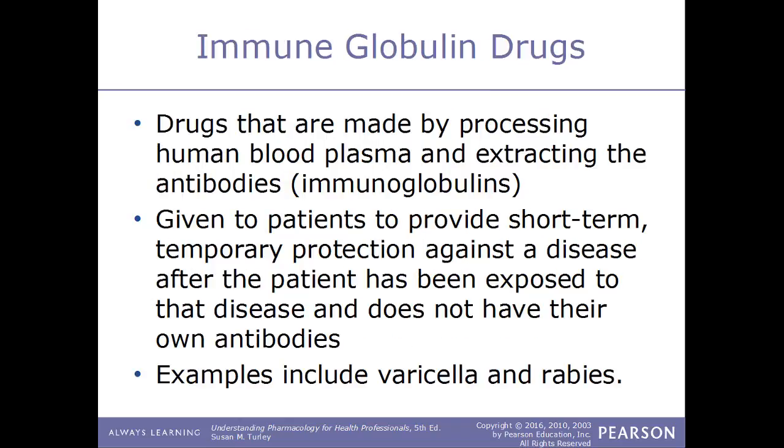Alright, now we'll move on to immune globulin drugs. These are drugs that are made by processing human blood plasma and extracting the antibodies, immunoglobulins. These are given to patients to provide short-term temporary protection against a disease after the patient has been exposed to that disease and does not yet have their own antibodies. Some examples of this would include varicella and rabies.